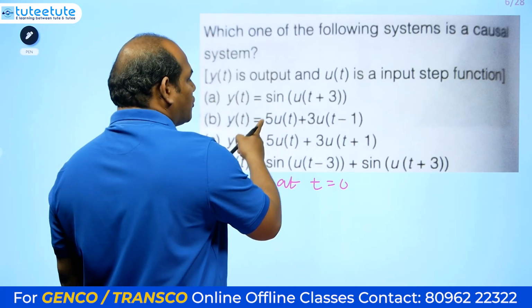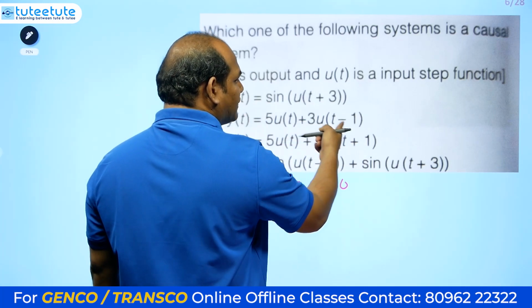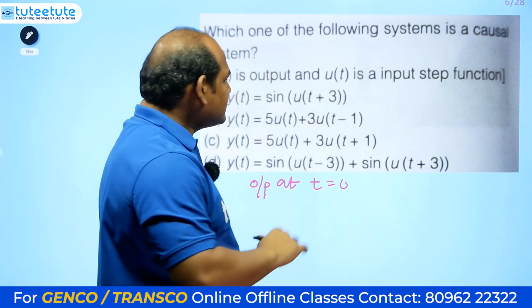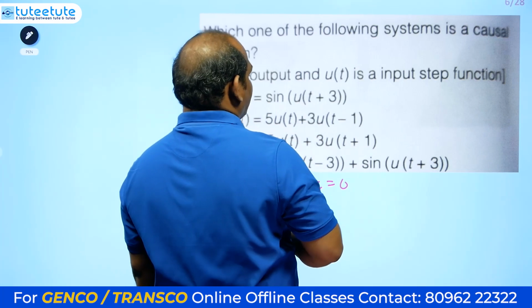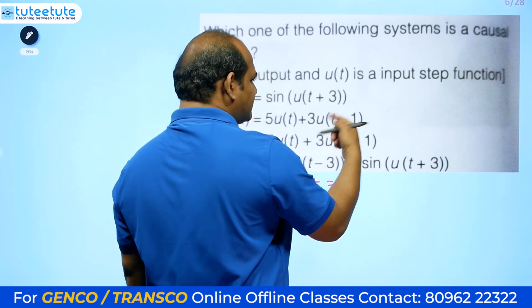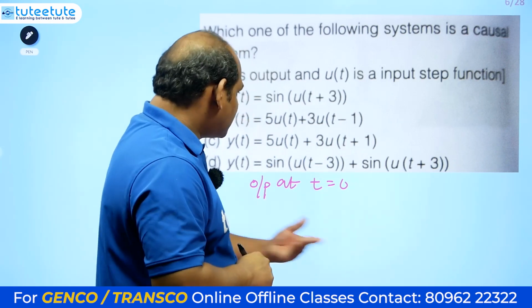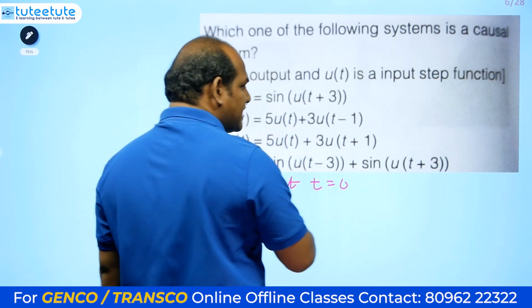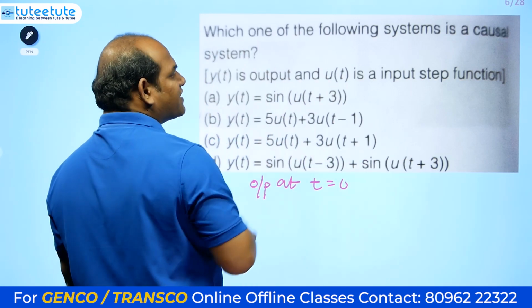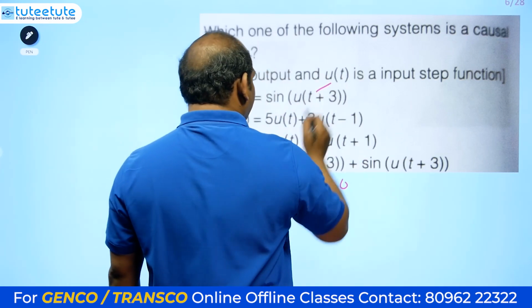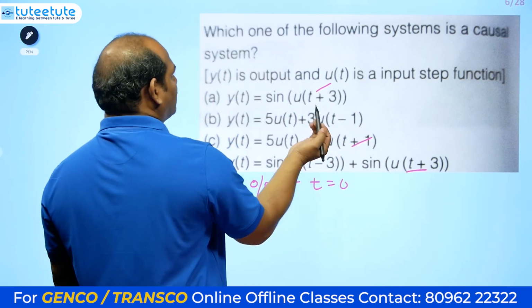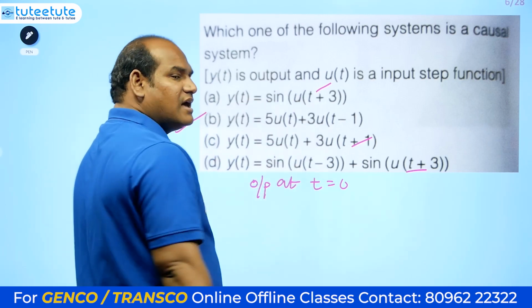Next, y of t is equal to 5 into u of t plus 3 into u of t minus 1. So it is afterwards, a 1 second delay. Here exactly u of t, and here it is 1 second advanced. Next it is 3 seconds delay, and it is 3 seconds advanced. By observing these equations, advancing is there here, here, and here also. Only here we don't have the advance. So we can tell this is the answer.